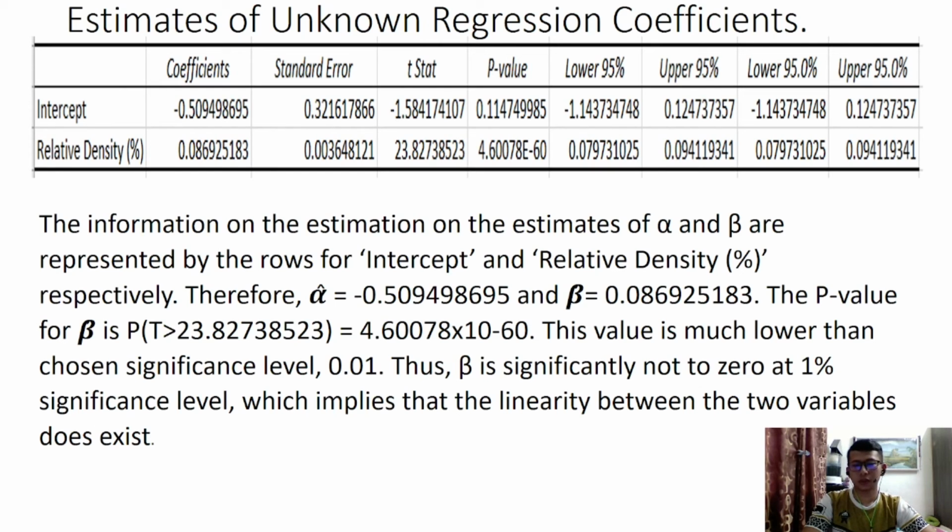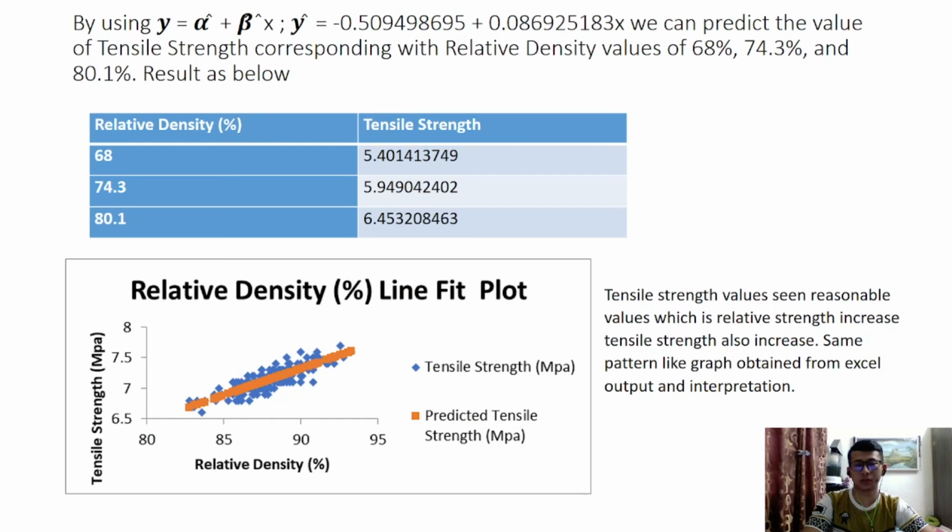So this value is much lower than the chosen significance level of 0.01. Thus beta is significantly not equal to 0 at 1% significance level, which implies that the linearity between the two variables does exist. By using y equals alpha plus beta x, the equation that we use to predict the value of tensile strength corresponding with relative density values of 68%, 74.3% and 80.1%, the results can be seen from the table below.